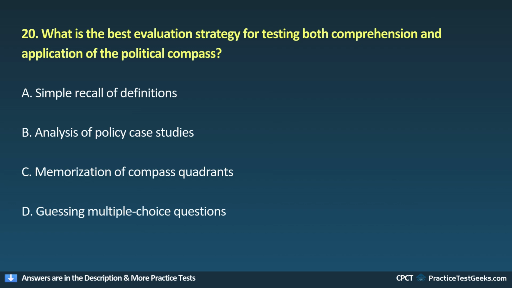20. What is the best evaluation strategy for testing both comprehension and application of the political compass? A. Simple recall of definitions. B. Analysis of policy case studies. C. Memorization of compass quadrants. D. Guessing multiple choice questions.